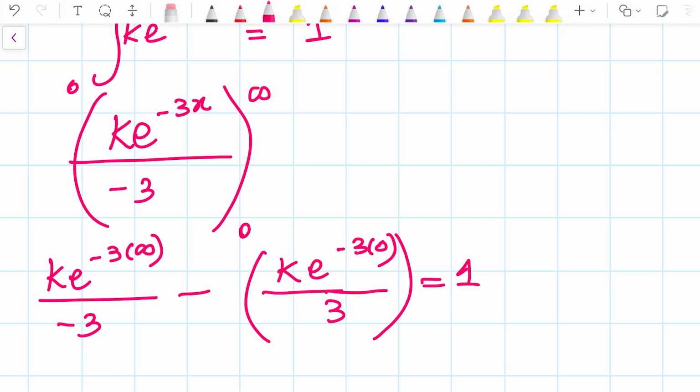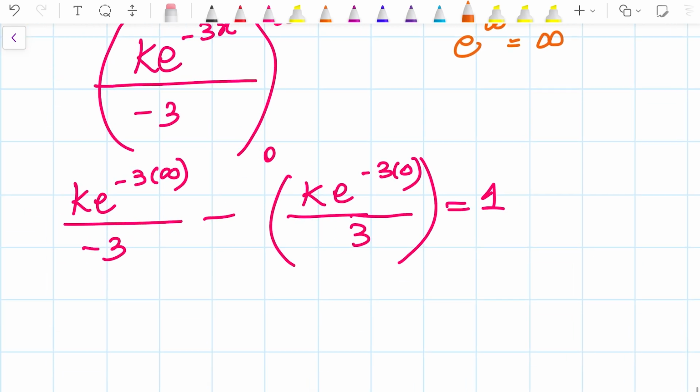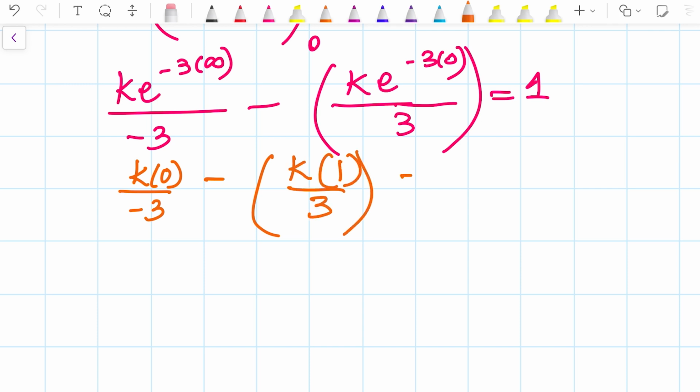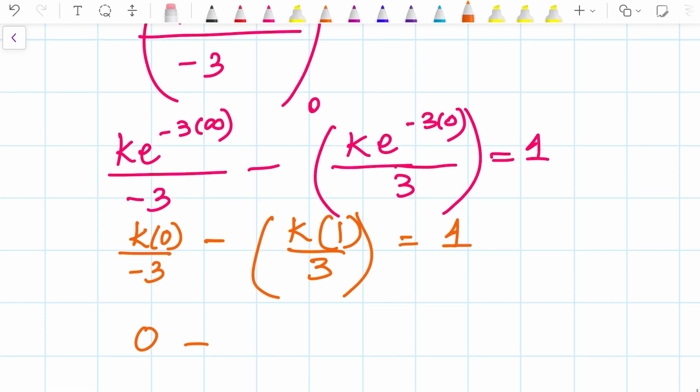Now, remember, e to the power minus infinity is equal to 0 and e to the power infinity is equal to infinity. So this is the case that we will apply here. And anything to the power 0 is 1. 0 minus, there was already a minus here. So the value of K becomes 3.